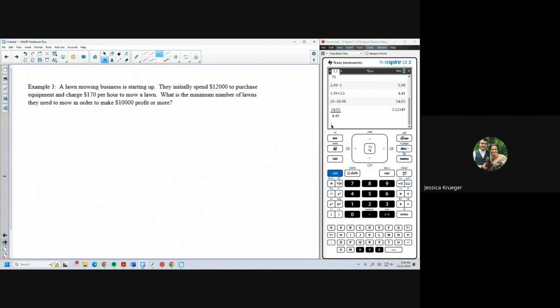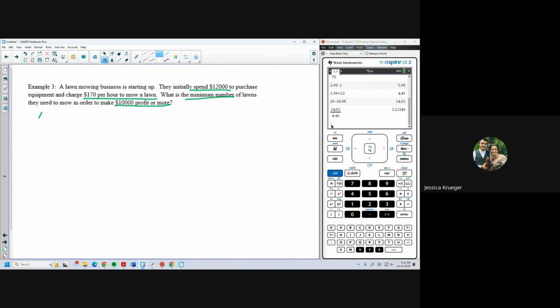Okay, here's the last one. A lawn mowing business is starting up. They initially spend $12,000 to purchase equipment and they charge $170 per hour to mow a lawn. What is the minimum number of lawns they need to mow in order to make $10,000 profit or more?